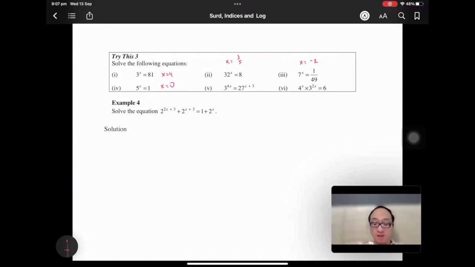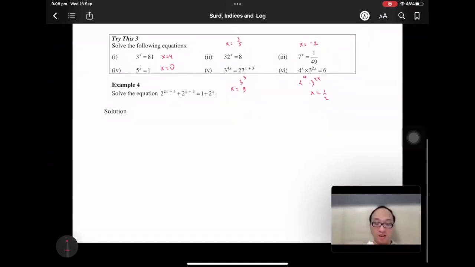This one is 3 to the power of 3 in here. 27 we can express as 3 to the power of 3, so the result is x equals 9. And the last one, 4 can be expressed as 2 squared, so that means x equals half. I gave you the answer, so you can try by yourself and then match your answer with me. Let's say example 4.